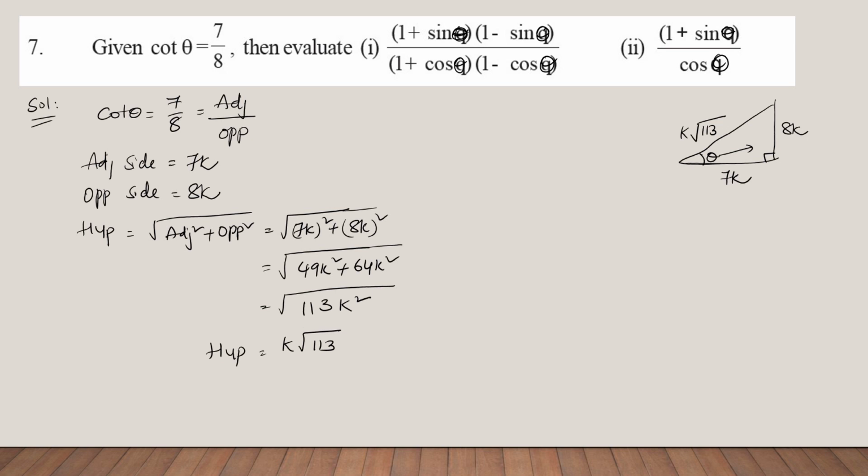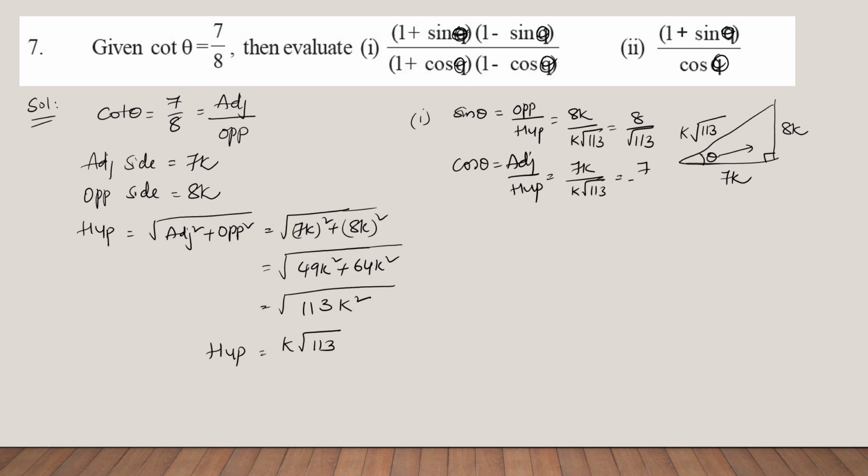Okay. Now from this, the first question: what is the value of sin theta? sin theta is nothing but opposite by hypotenuse. Opposite here is 8k by k into root 113, which gives me 8 by root 113. Next, cos theta is nothing but adjacent by hypotenuse, which gives me 7k by k into root 113, which gives me 7 by root 113.